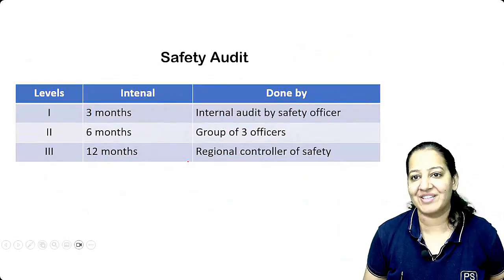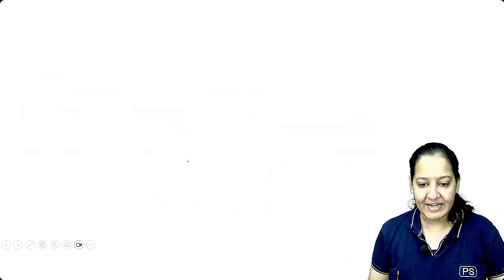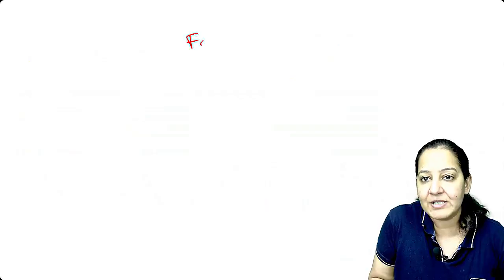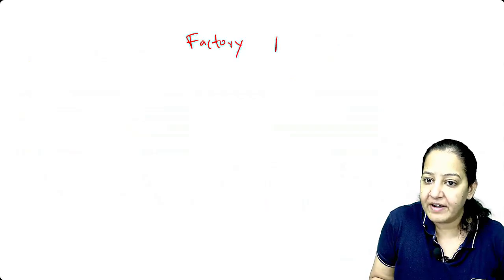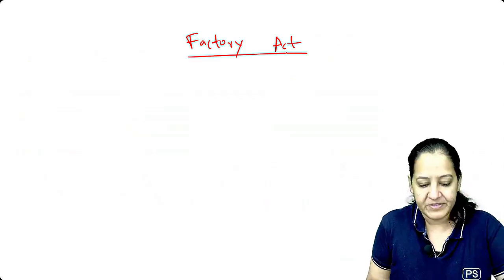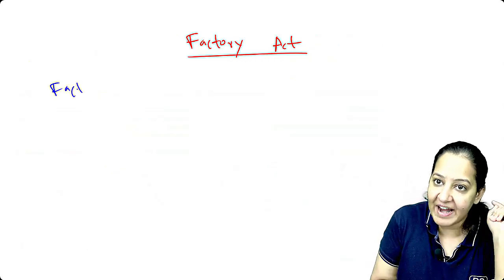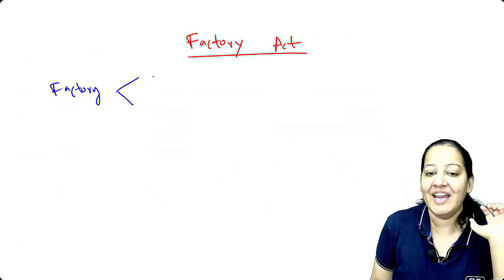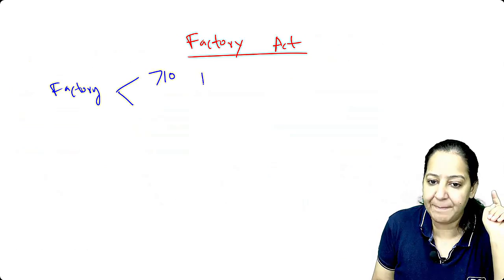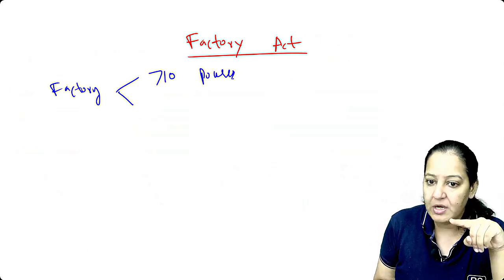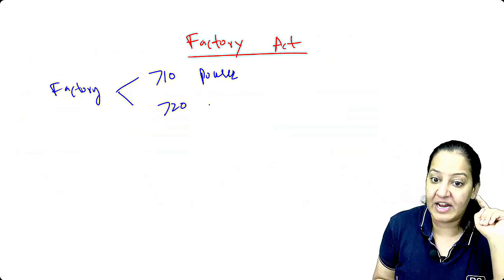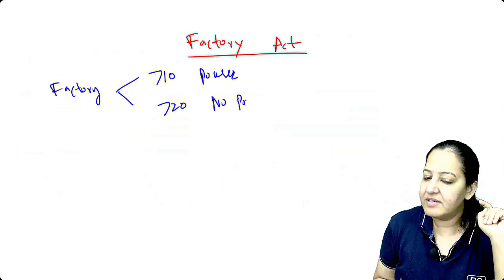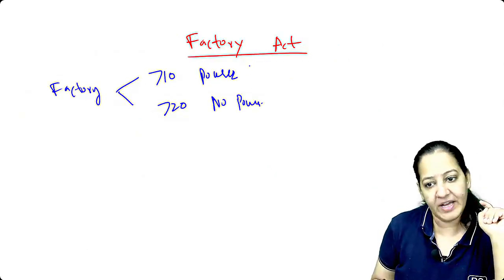This is Factory Act. So can anyone enumerate the guidelines of the Factory Act? We are done with Factory Act. Tell me, first of all, what is a factory? Definition of factory: any establishment in which more than 10 people are there, where power is used, and more than 20 people are working, where no power is used. That is known as factory.